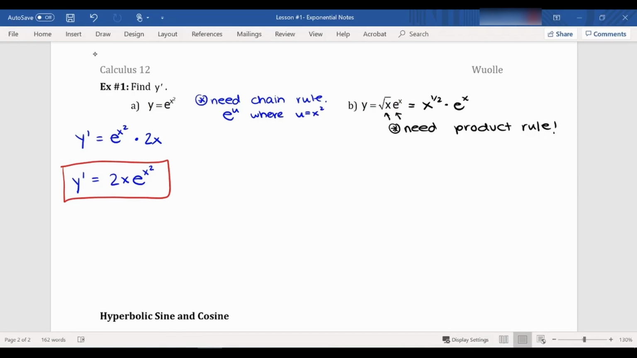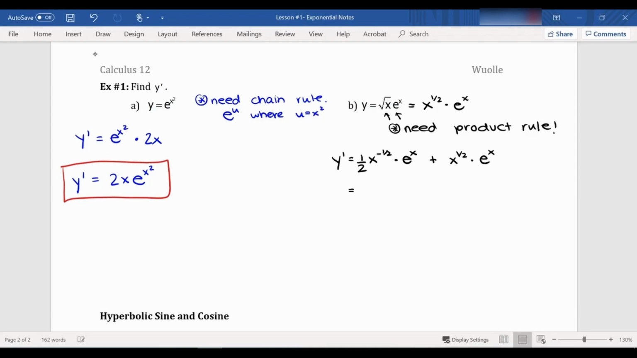So for my product rule, the derivative of the first term would be 1/2 x to the negative 1/2 times the second term, plus the first term stays, times the derivative of the second term. And in this case, the second term is e to the x, and the derivative of e to the x is just e to the x. Now we would need to fix this up so that we don't have negative exponents. You shouldn't be leaving negative exponents in your answer here.